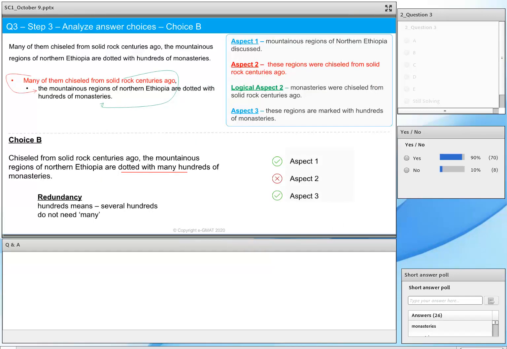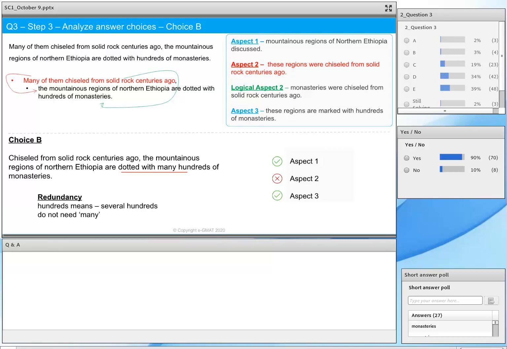Okay, we've done all of this. Choice B is again wrong, because it is still talking about the same thing. It is still telling me that the mountainous regions are chiseled or were chiseled from rock centuries ago. And that's incorrect. Okay, let me broadcast the results. Not many of you selected choice A and B. So I'm glad that you are looking at the meaning-based approach. You have at least started to look at the sentence from a logical perspective, which is very, very good.